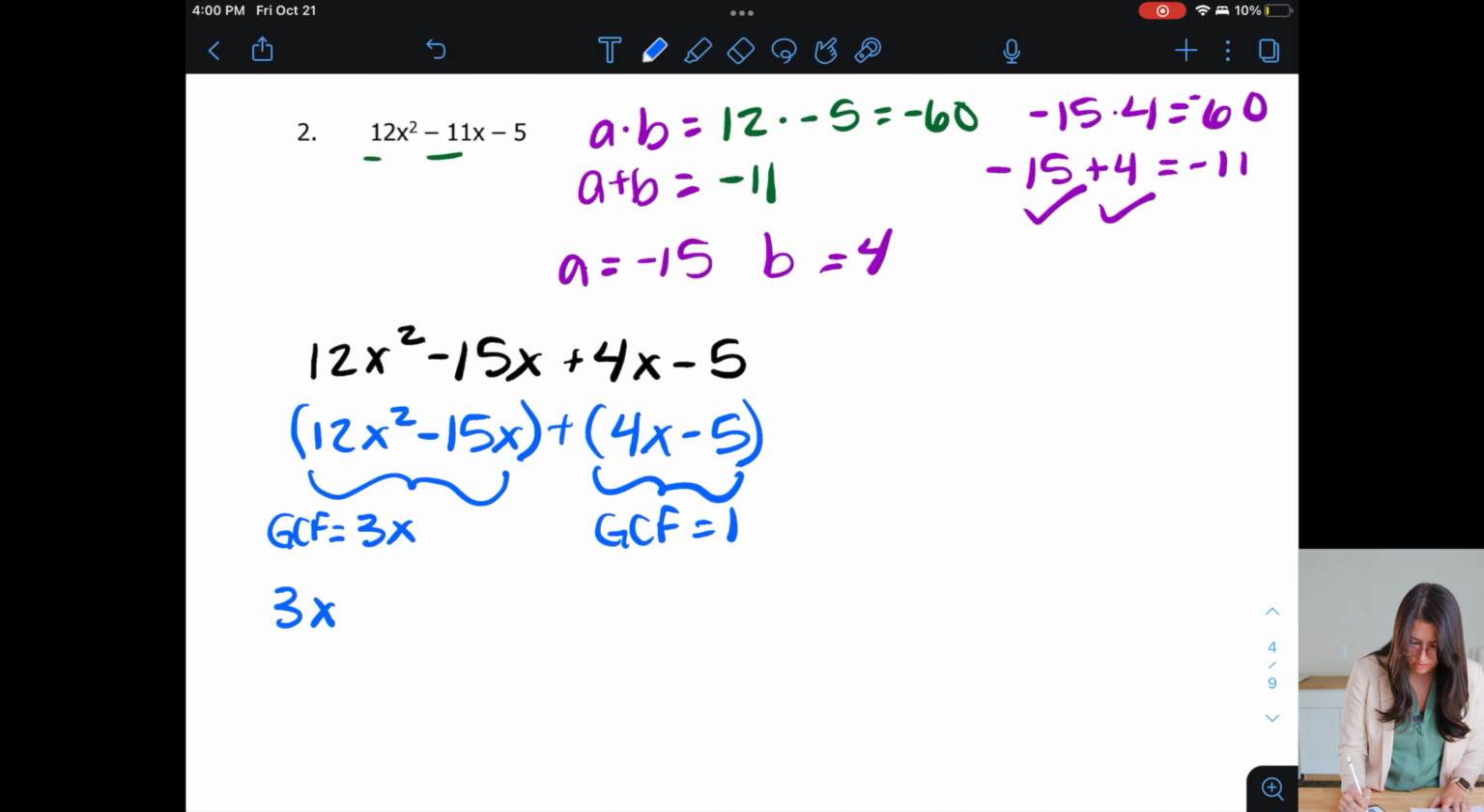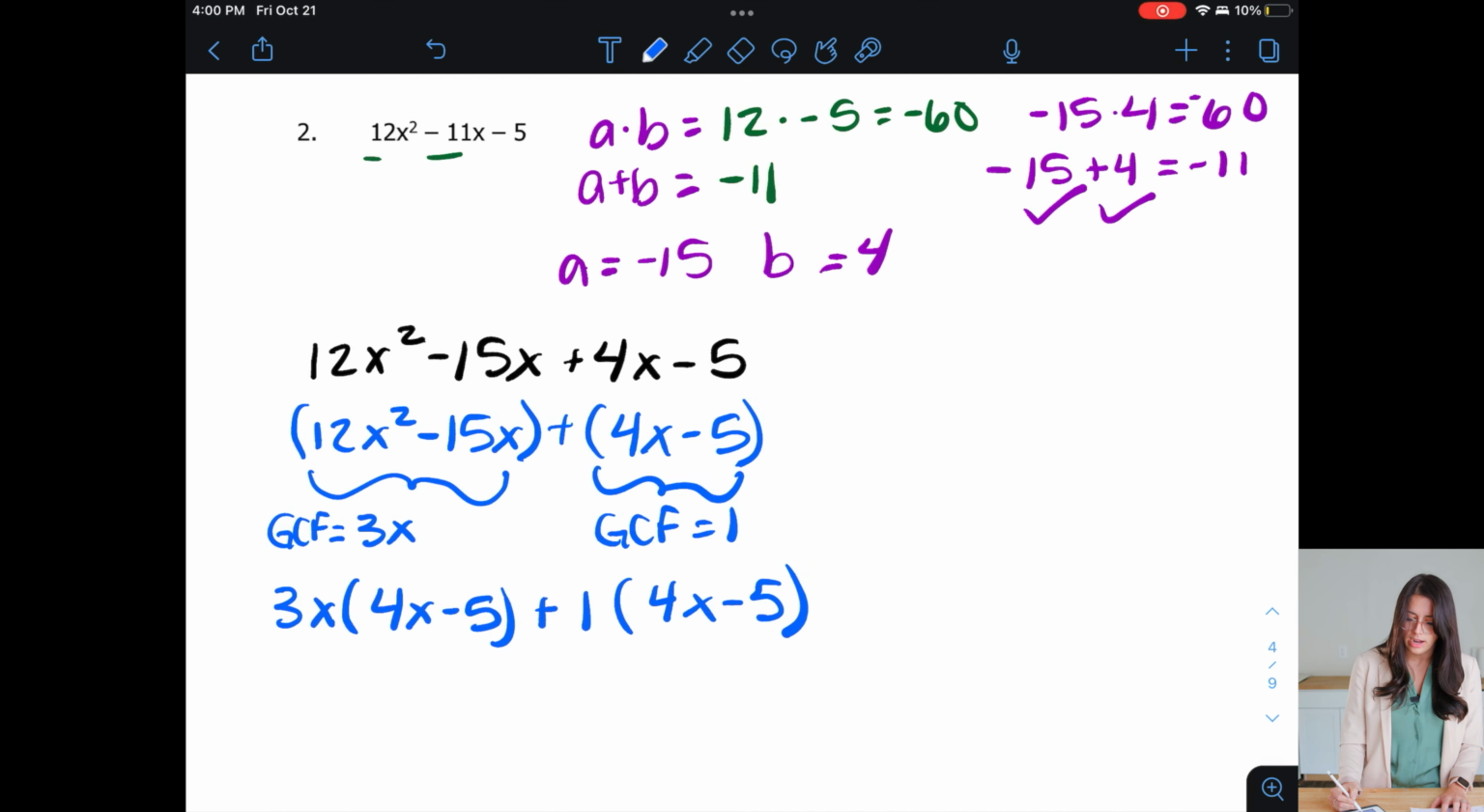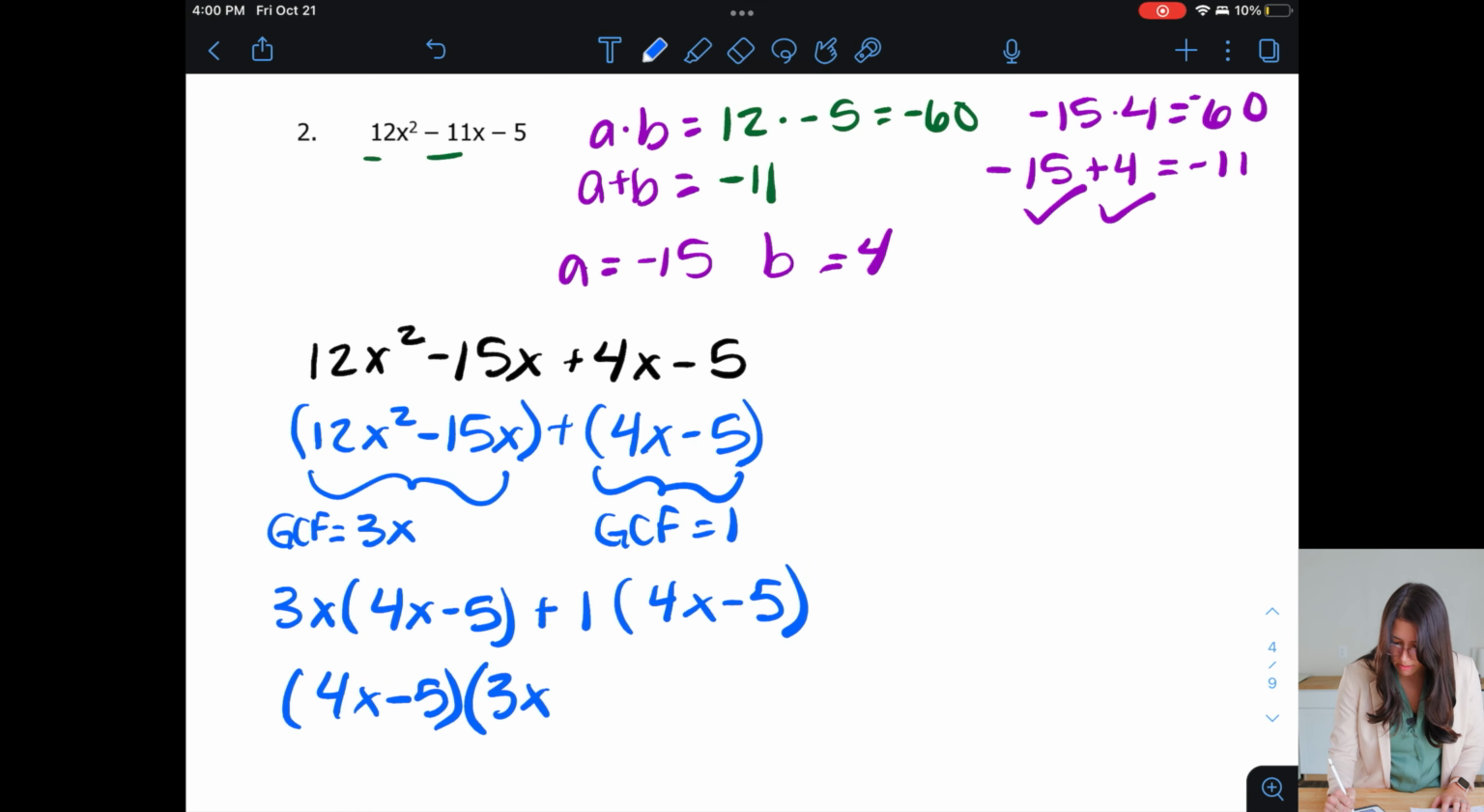So 3x times the quantity 4x minus 5, plus 1 times the quantity 4x minus 5. Now we can factor out that 4x minus 5. So we're left with the quantity 4x minus 5 times the quantity 3x plus 1.